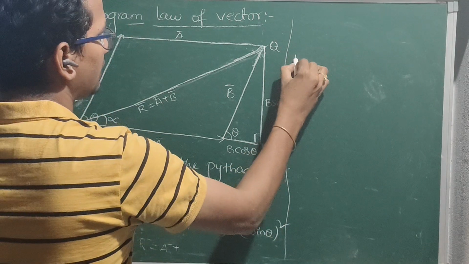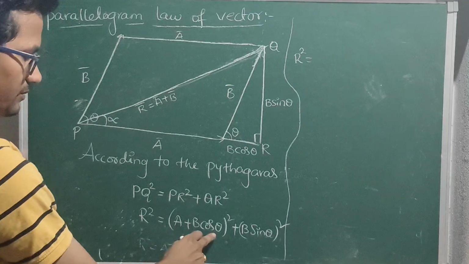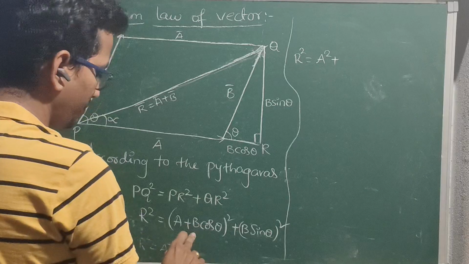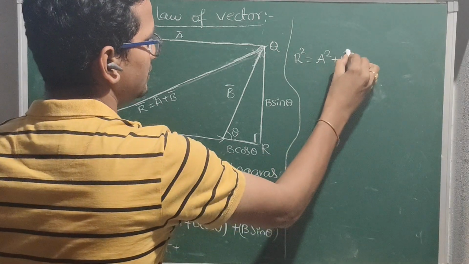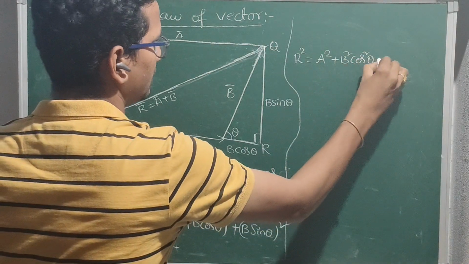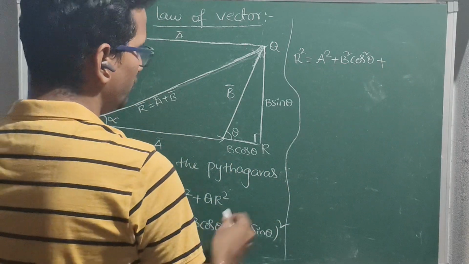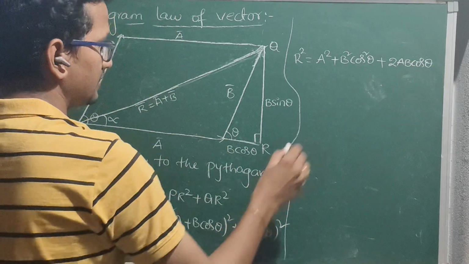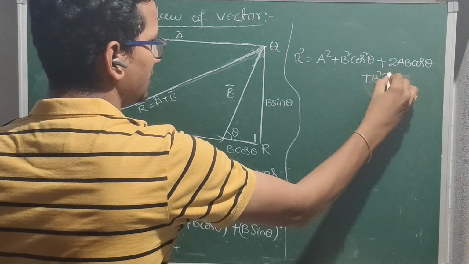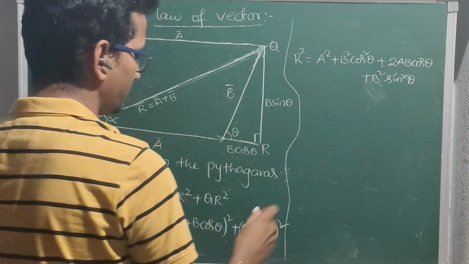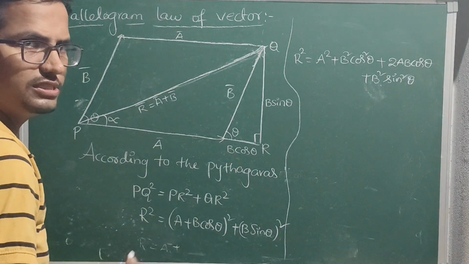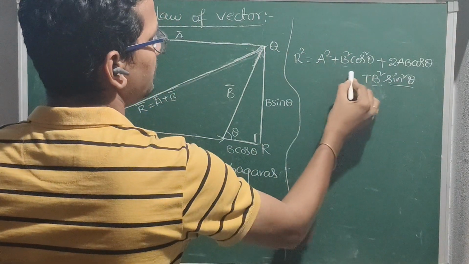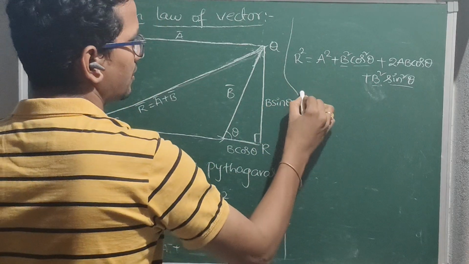What is the value? R square is equal to A plus B cos theta whole square, which is A square plus B square cos square theta plus 2AB cos theta, plus B square sin square theta, because it is B sin theta whole square. Here B square is common in sin square theta and cos square theta terms. Just take the common.